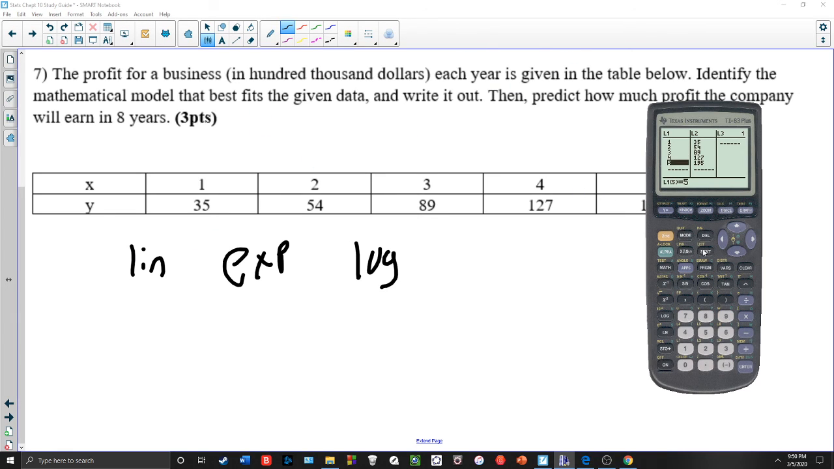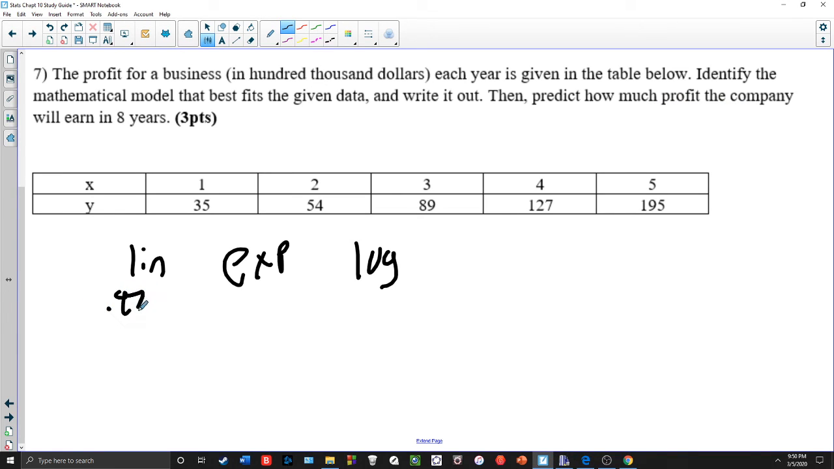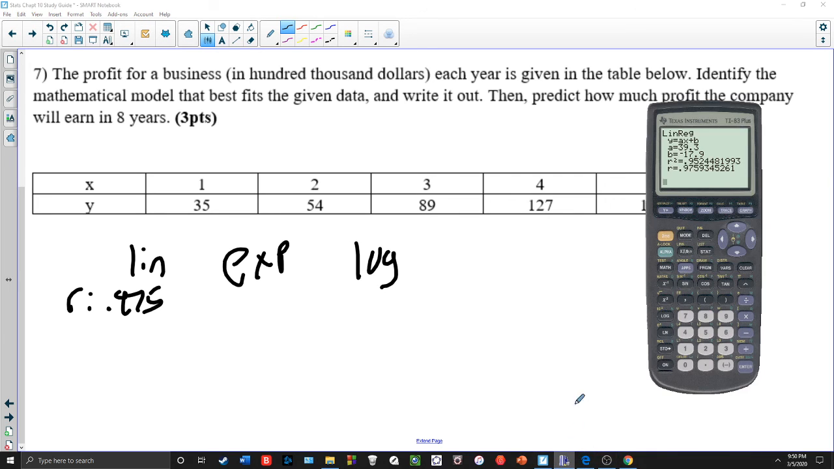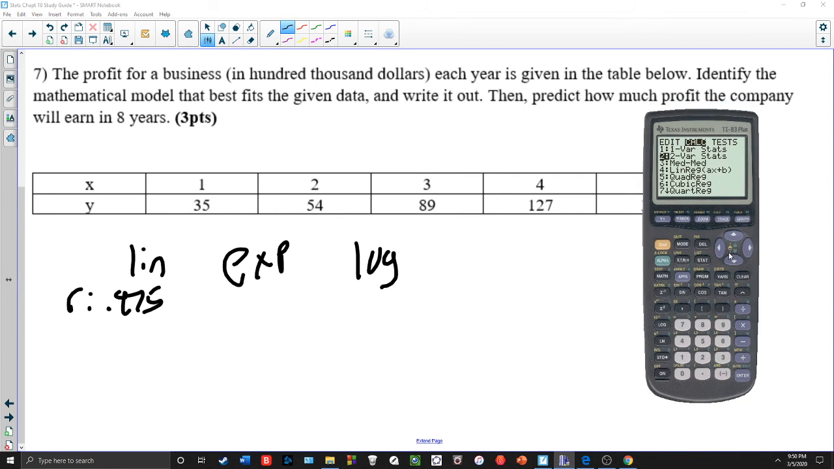So which one of these works best? Well, we're just going to go through stat, calculate, and figure out what our R's are. So if we try linear regression, we get an R of 0.975, which is not bad. If we go to exponential instead, so stat, calculate, exponential. Let's see where they hid that. There we go. EXP-reg is what it is. Hit that. In this case, our R ends up being 0.998, which is pretty darn close.